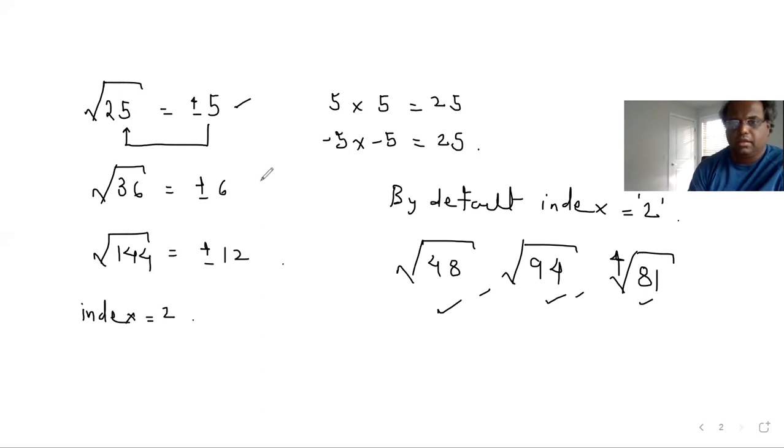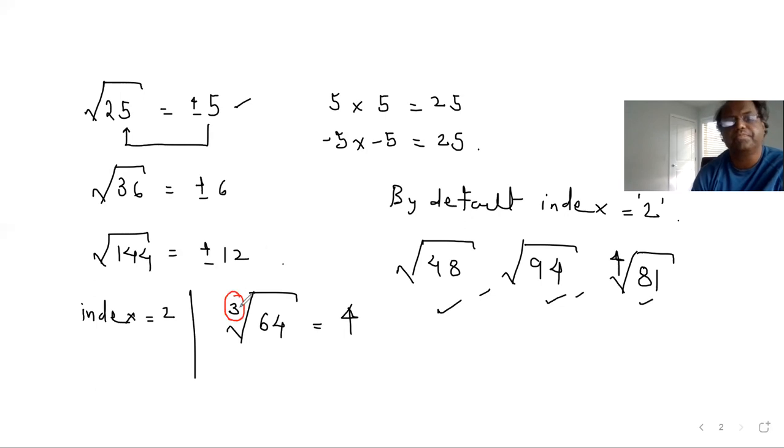Okay. Another example, if I give you the square root of the cube root of 64. Okay. So the answer is 4. Why? Because I'm focusing on this index 3. This index is telling me that I want to find the number whose cube, when I make a cube, I should land up with this guy. And obviously it is 4.